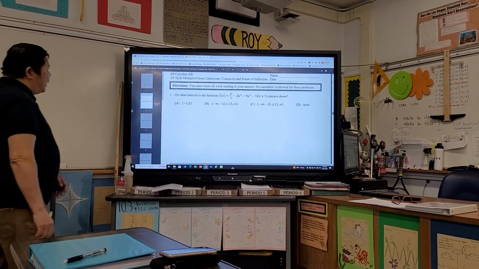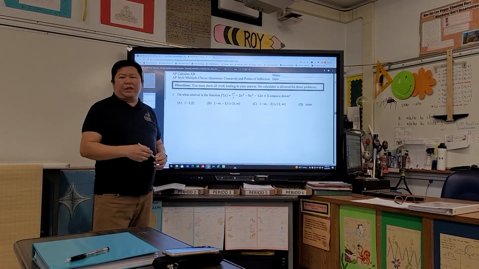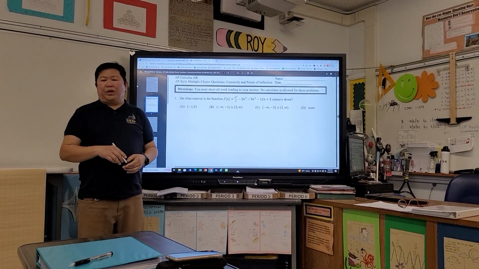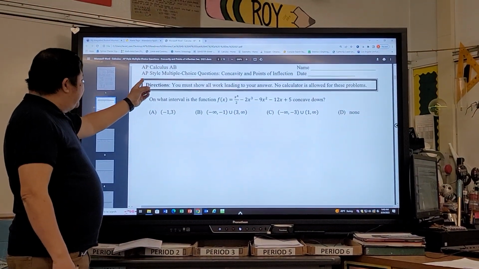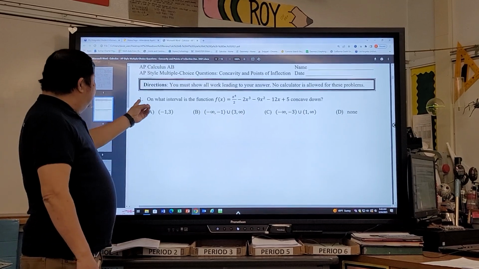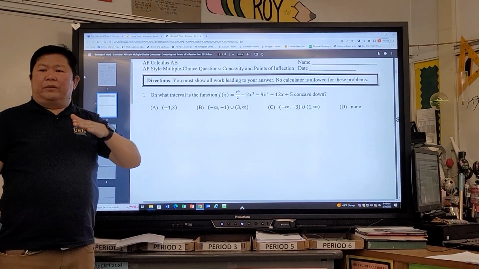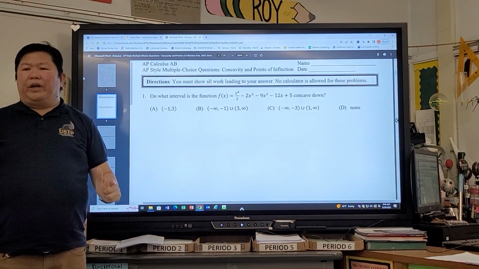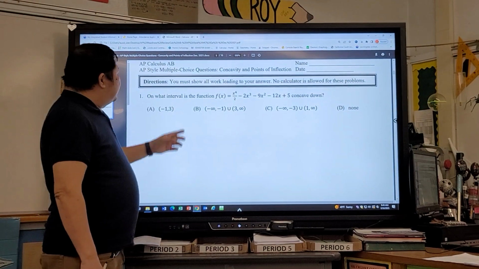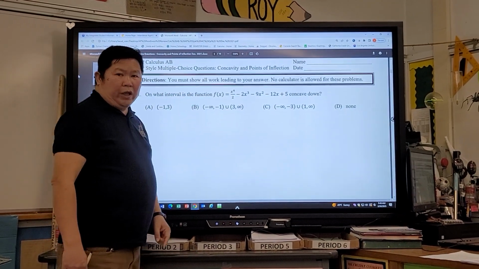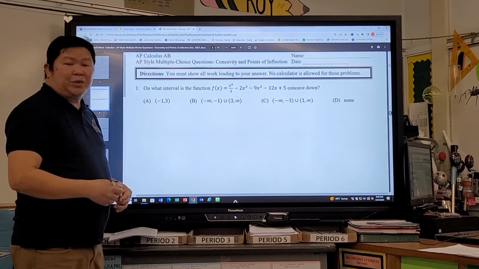Okay. Hey guys, welcome to our day 8 review, and we'll be focusing on concavity and points of inflection. This is AP style multiple choice questions, and every time you start taking the test, read first the directions. Okay, so directions: you must show all work leading to your answer. No calculators allowed for these problems.